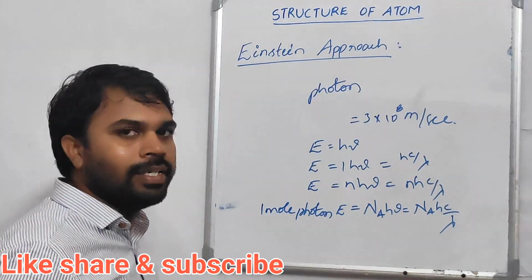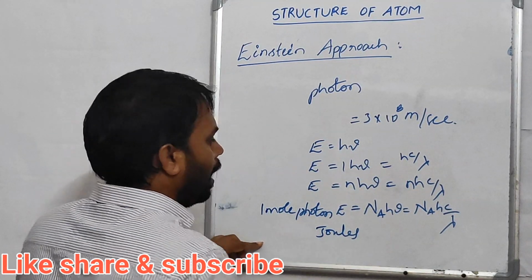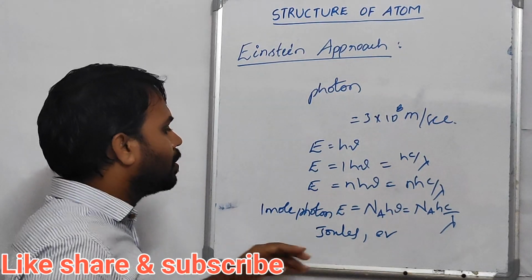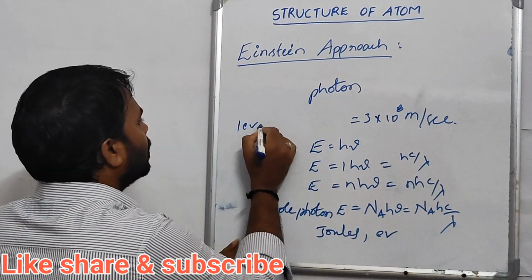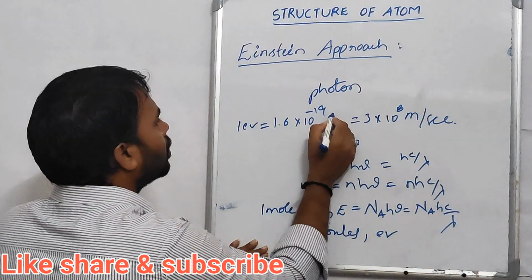The SI unit of energy is joule, and another unit is electron volt. The relation between these two is 1 electron volt is equal to 1.6 into 10 to the power of minus 19 joules.